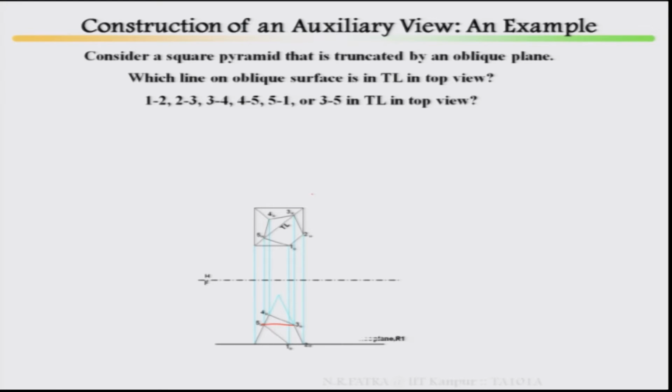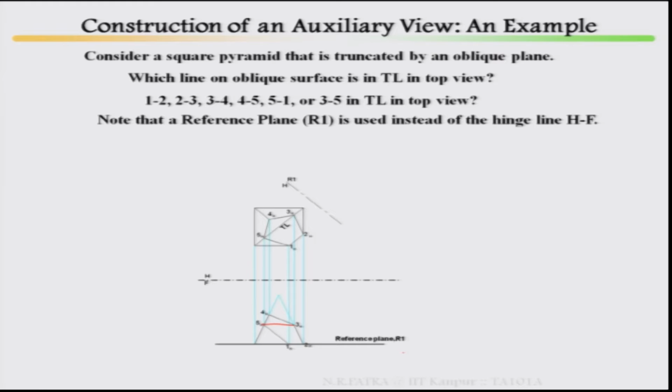Then this is your reference plane R1 that has been taken. Then this is your second reference plane or auxiliary plane. Note that a reference plane R1 is used instead of a hinge line HF. Either you can take a hinge line or you can take a reference plane. Then measure the distance from the reference plane, as I said earlier, or from the hinge line, then the same distance. This is your edge view, because with respect to the true length it has been extended, and then you are getting an edge view, because one point is joining your reference plane, and this point is also joining your reference plane.